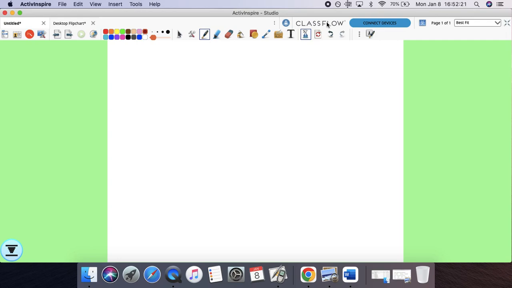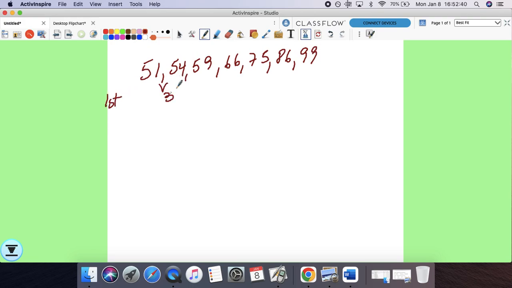What else? And then we have our next sequence: 51, 54, 59, 66, 75, 86 and 99. Wow, they do give you a lot of numbers. Let's take the first difference. We get 3, 5, 7, 9, 11, and 13. So we know it's not linear.